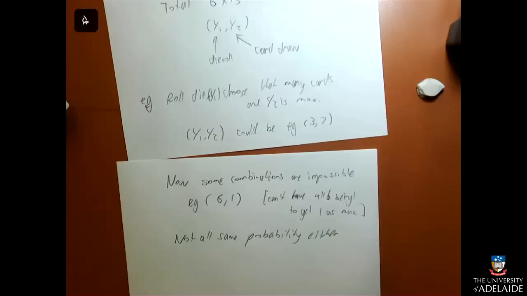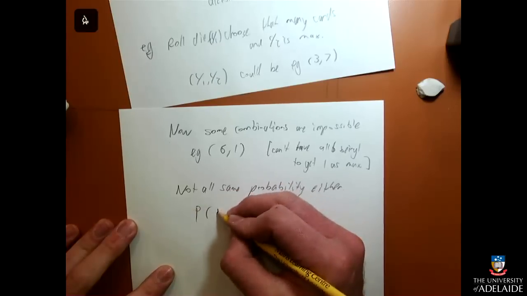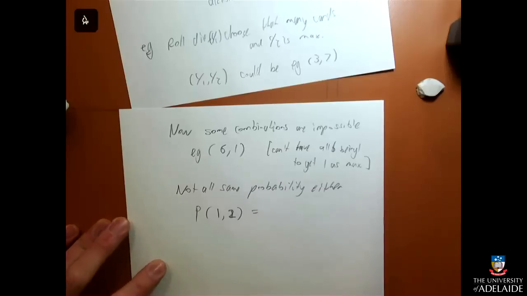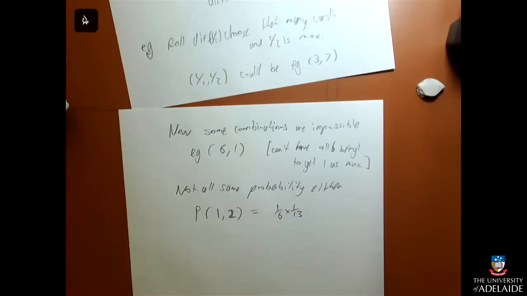So I would say that, oh gosh, I can't give any specific examples. If I roll a 1, then the probability is 1 in 13 for each of those. And if I roll a 2, then I get different probabilities for each of the 13 numbers. So they're not all the same probability either. So the probability of 1, 2 is, let's see, we get a 1 on that one, and then we get a 2, so that would be that. That's fine.